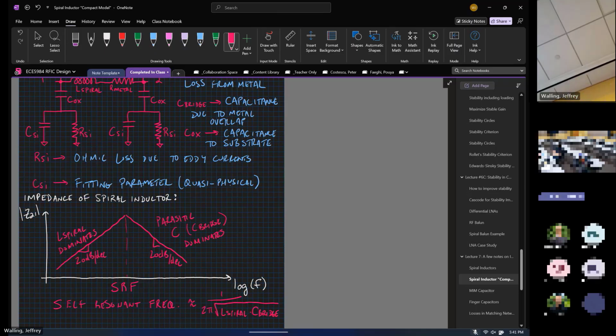Okay, is it possible to use this past SRF, so when the C is kind of taking over? Well, you can use an inductor past the self-resonant frequency, but it's not going to give you an inductive-like behavior. It's going to look like a capacitor, and because it's parasitic, it's not necessarily a well-designed capacitor. It would be a big non-well-designed capacitor. So we probably want to do something else. But yes, technically you can.